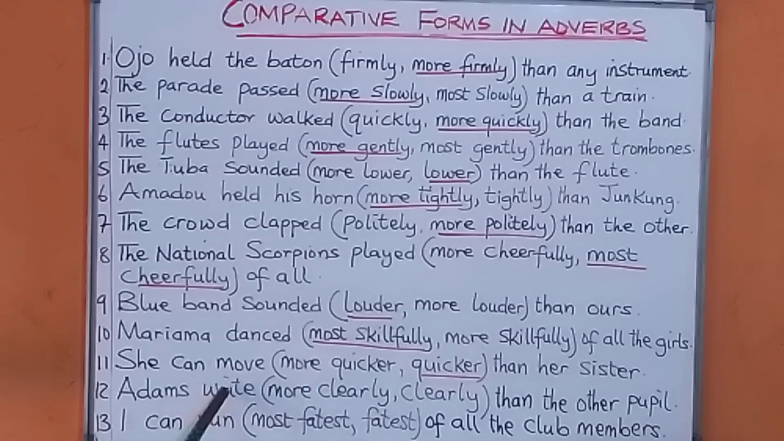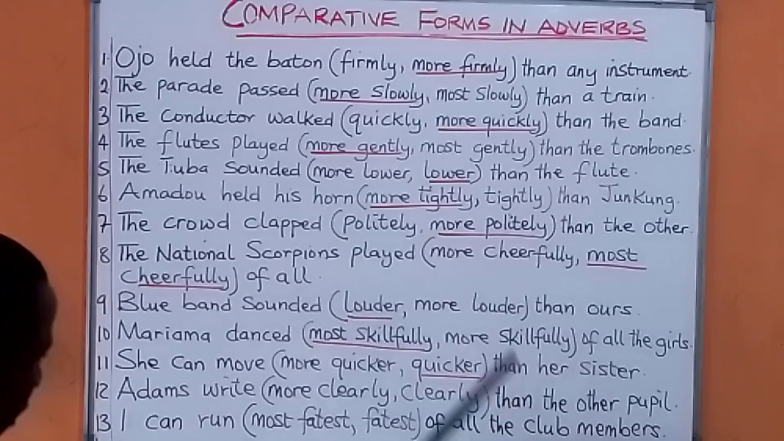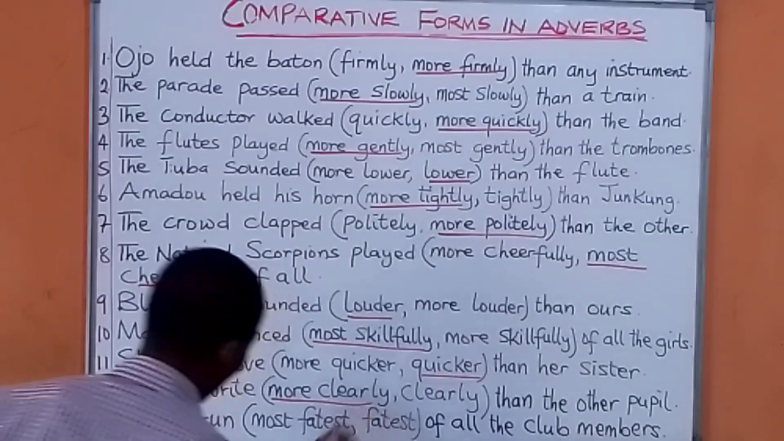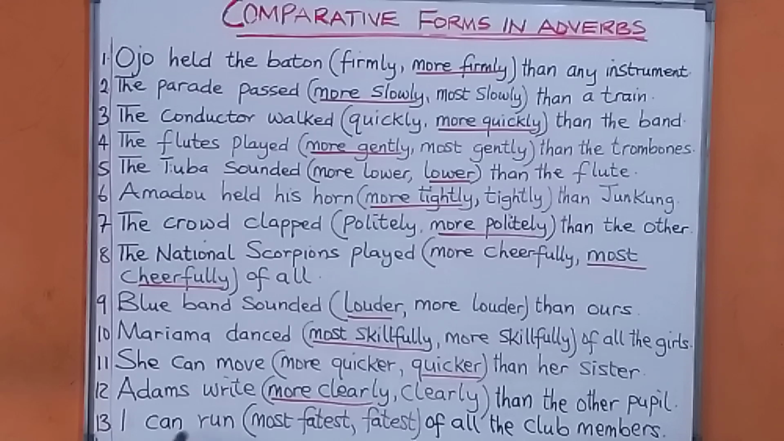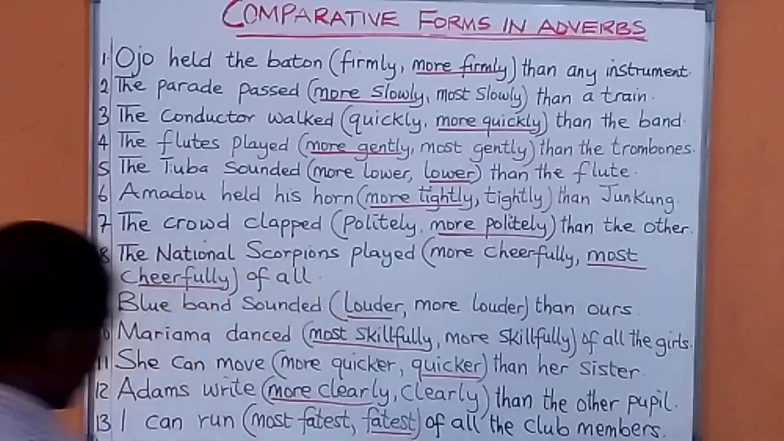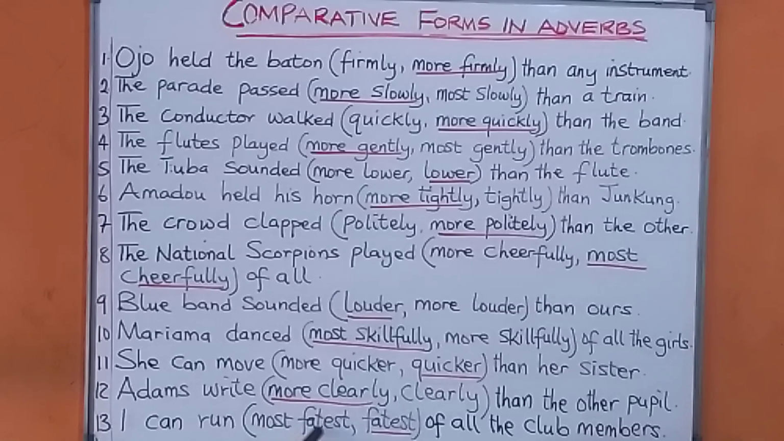Number 12. Adams writes more clearly than the other. What are you going to put there? You see this word than. So you take the word that is comparative, more clearly than the other. Number 13. I can run most fastest of all the club members. What are you going to put there? Fastest. Here is wrong. Why? You cannot use the word that has est with most. So you cannot say most fastest. That's why this is wrong. So that is the correct one.